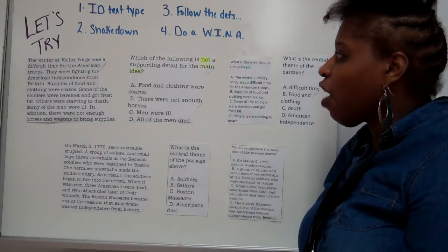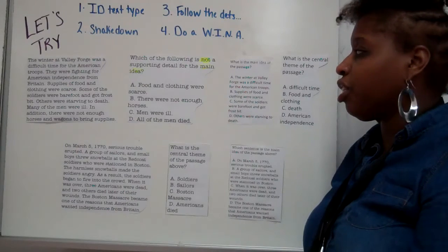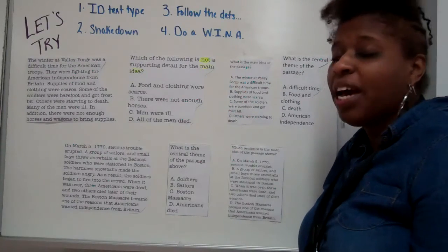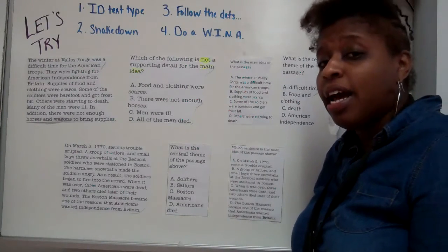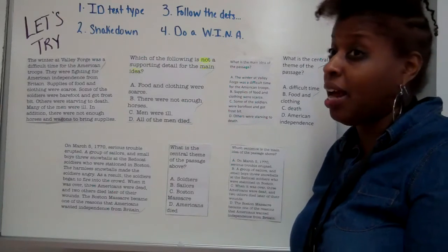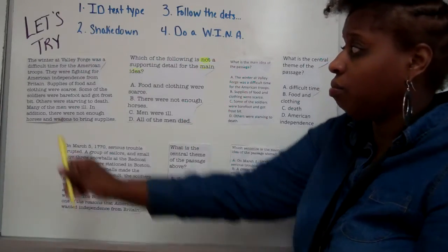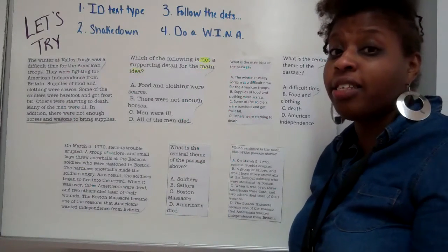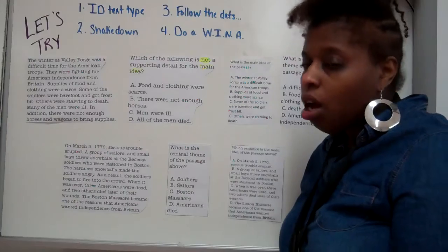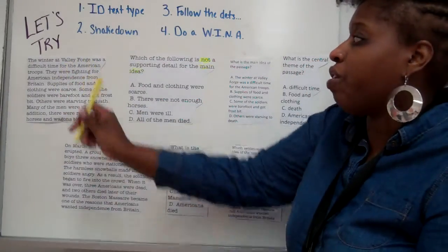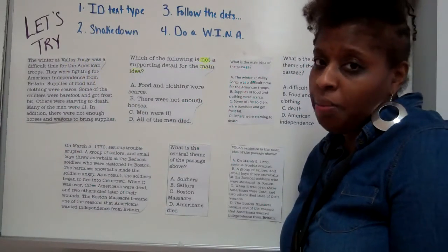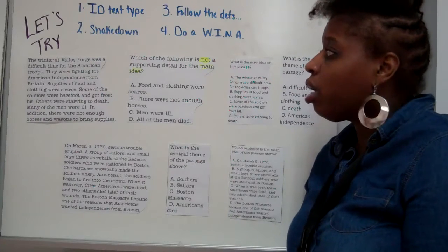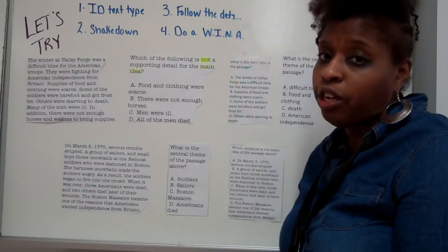So, which of the following is not a supporting detail for the main idea? Well, first we've got to identify the main idea. Now, sometimes in informational text, the main idea is typically in the first sentence. The winter at Valley Forge was a difficult time for the troops. Now, the topic of our sentence clearly is the winter at Valley Forge. But what's the main or central idea? It's probably that it was difficult.